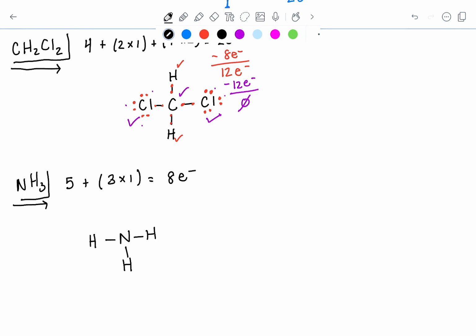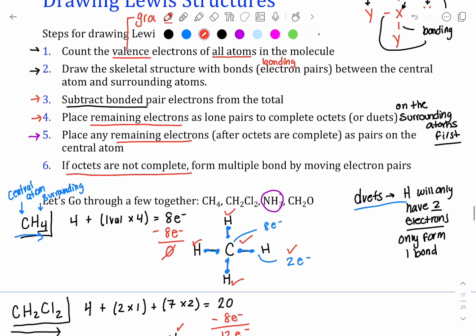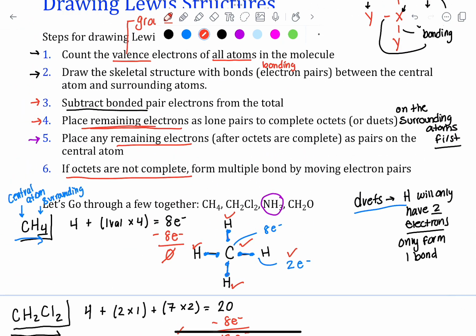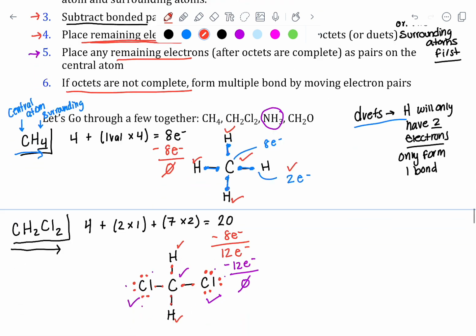I now subtract the number of electrons I used to make those bonds from my total. So I used up 1, 2, 3, 4, 5, 6 electrons to make those bonds. So I'm subtracting off 6 electrons. And I have 2 electrons left. So step 4 tells us to place remaining electrons as lone pairs to complete octets or duets.